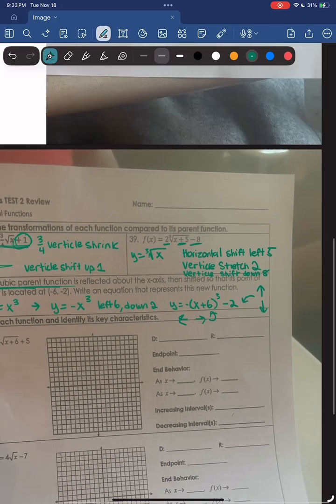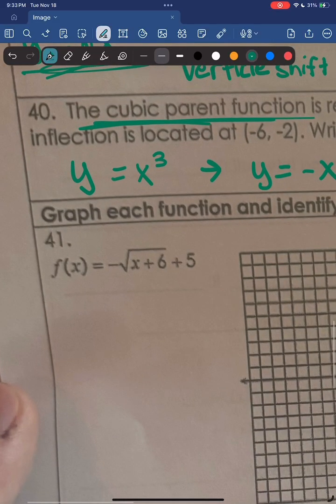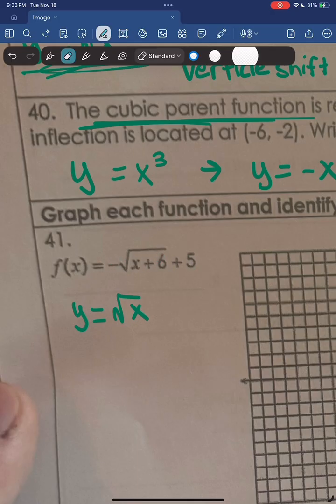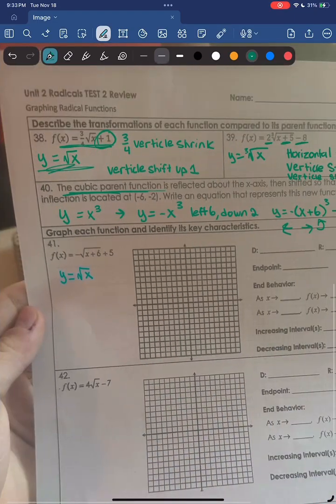So moving on to 41, let's graph this out. So let's start off just by writing the parent function, right? Remember this negative doesn't matter, this 6 doesn't really matter, this 5 doesn't really matter. For the parent function, it doesn't matter for graphing it out. So we know the parent function is really just that. So let me uncover this. So whenever you're graphing stuff, just do like 5 points. That's the easiest thing to do.